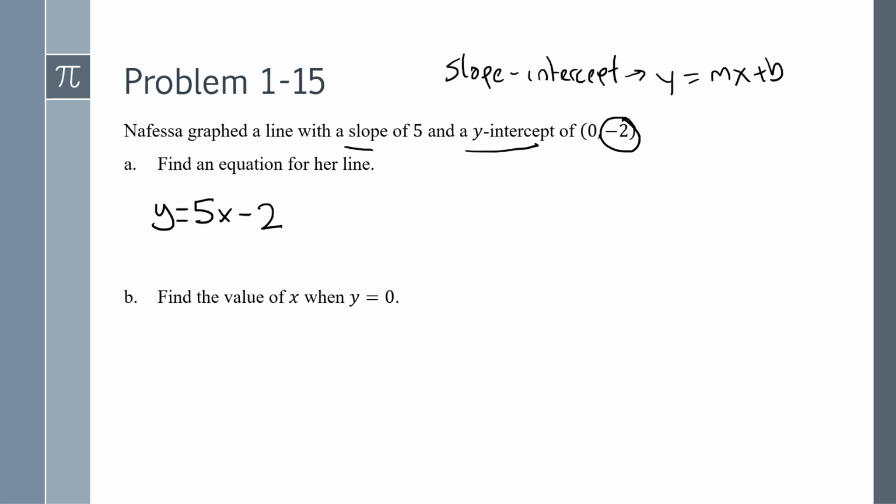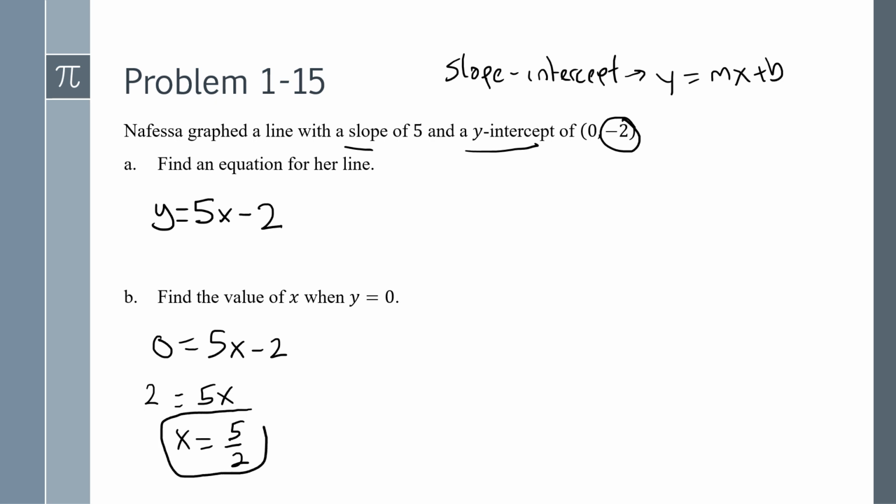Part B says find the value of x when y is 0. So what you're going to do is take the equation I wrote and replace the y with a 0. So I get that. Now solve that for x. To solve that for x, we're going to add the 2 over. So I get 2 equals 5x. And we divide by 5. So x is going to equal 2 over 5. So there is the answer to that problem.